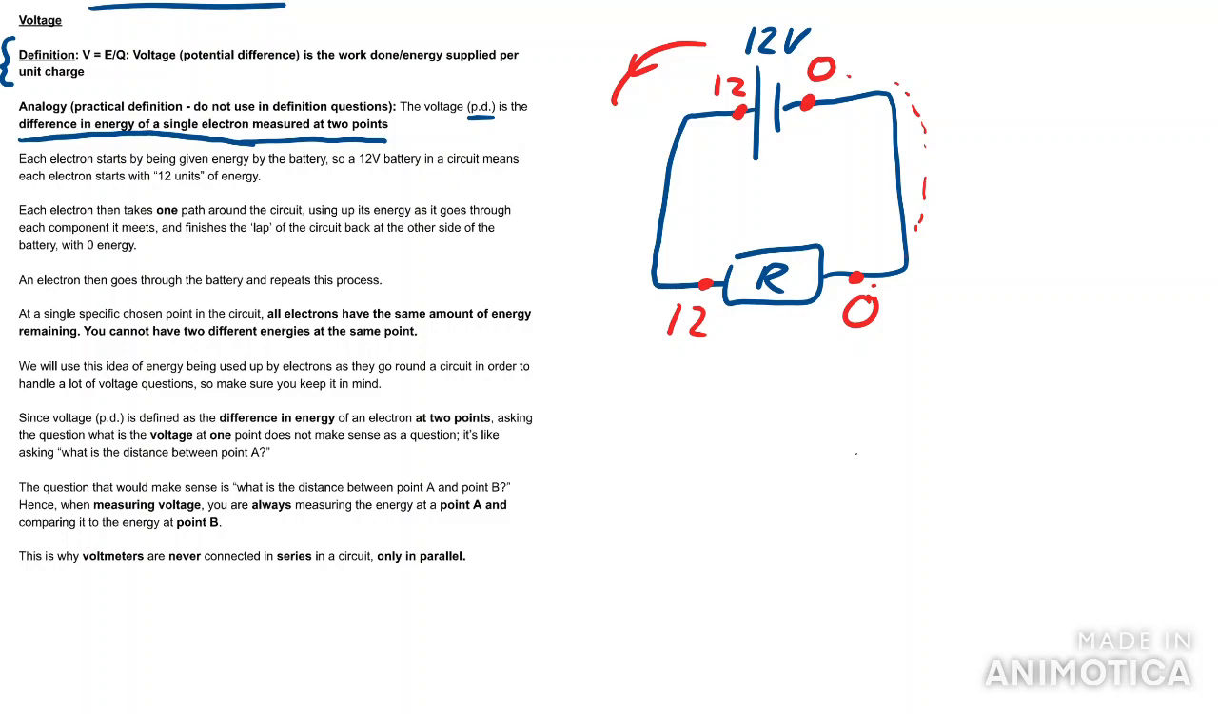And therefore, using this definition, the voltage PD across a component is the difference in energy of a single electron measured at 2 points. What I mean is that if we were to connect a voltmeter across here, we know that the voltmeter is going to read 12. And that tells us that the electron has spent 12 units of energy across that component, across that resistor. So the voltage of this will be 12. Obviously very simple at the moment. Just bear with me and you'll see how useful this approach becomes.